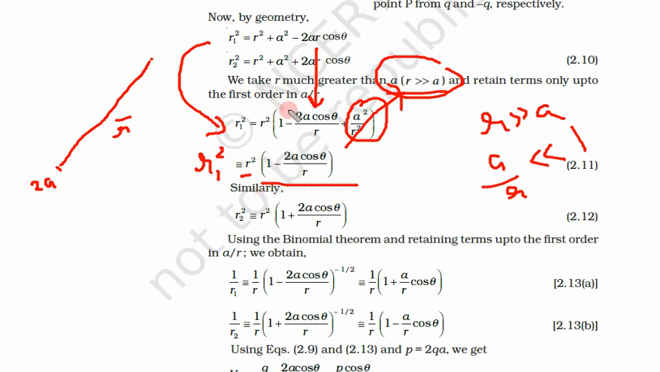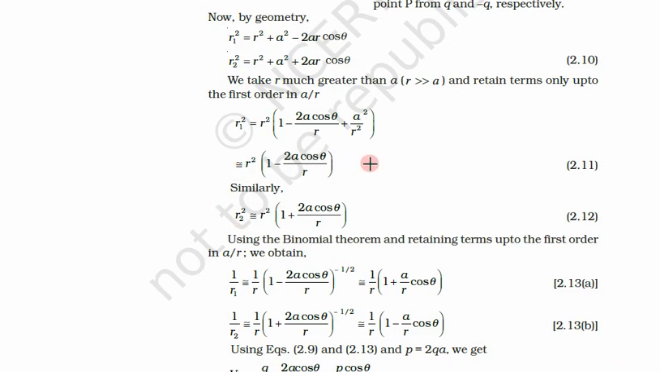Similarly for the second term, this a square term goes out, so r square is common, this is 1, 2ar cos theta upon r square, 2a cos theta upon r, and remember here it is plus, there it is minus. So this is all that we have got. The only thing we are considering is that the distance between the dipole charges is much smaller than the distance of this point P.